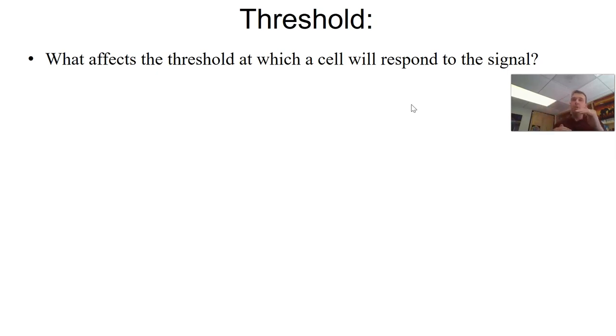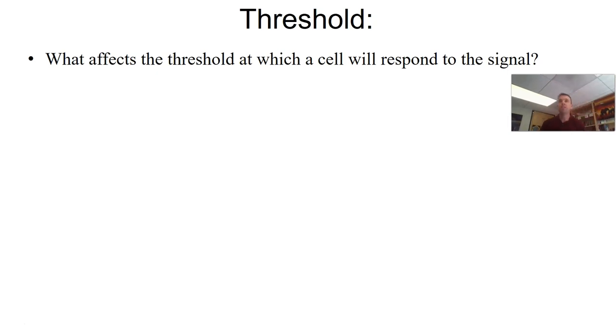So if you have a low threshold, that means you don't need much signal for the cell to respond. That's a low threshold. Think about a low threshold of pain. There doesn't have to be much pain stimulation for you to feel it. If you have a high threshold of pain, there has to be a lot of pain stimulation to get a response. Right? So a low threshold to a signal means you don't need a lot of ligand to get a response. A high threshold to a signal means you need a lot of that signal flooding the cell in order to get a response. Right?